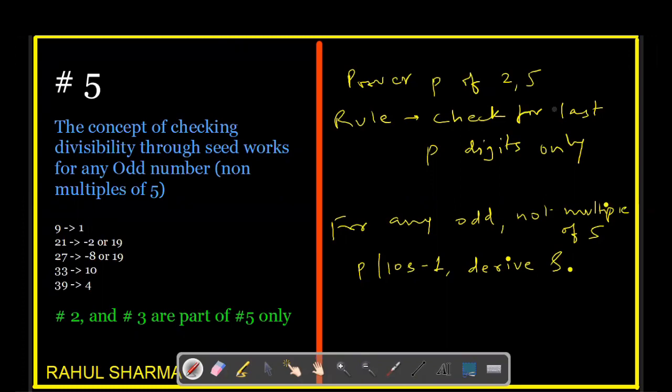The next rule is to check for any odd number which is not a multiple of 5. Derive the seed. How do you derive the seed? That odd number has to divide 10s minus 1. And whatever is your s, it becomes a seed. And what do you do with seed? You multiply the last digit of a number with seed, add to the balance rest of the number, and keep repeating this process. So with just these 2 rules, you're done with your divisibility criteria in decimal system.